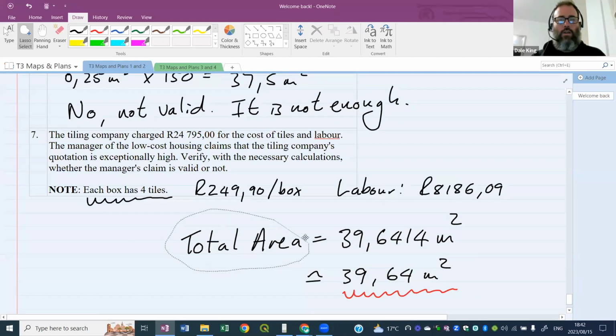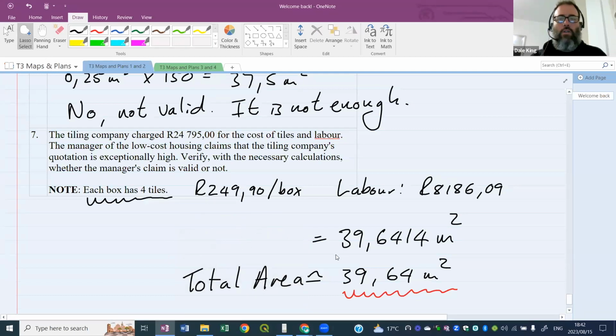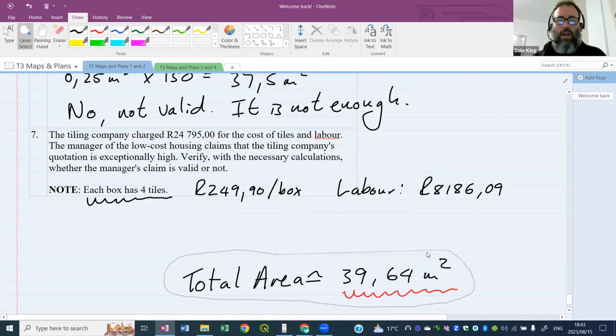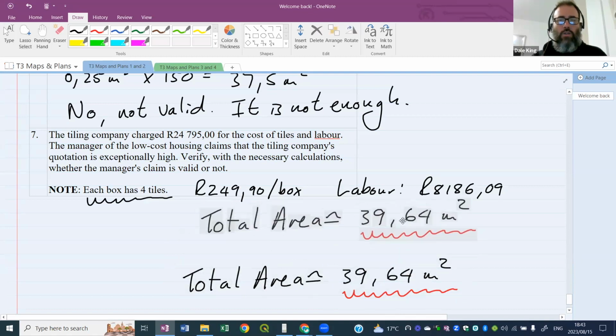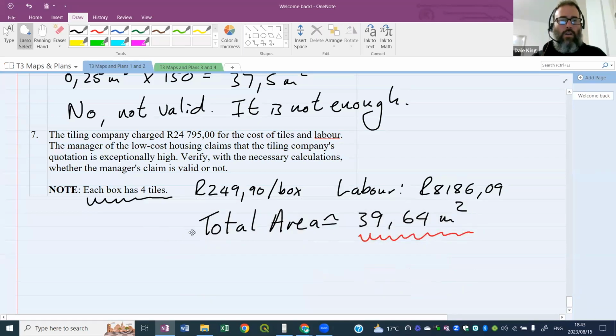So you guys are pretending to be business people or owners of this house, and you're trying to check, is this guy's quotation correct? Is it too high or is it not too high? You will do this when you own a house one day. You will do this calculation. It is applicable. It's contextual. It's relevant to you, what's going to happen to you in the future. So start practicing now. You need to check if this quotation is actually valid or not. There's all the information you need.